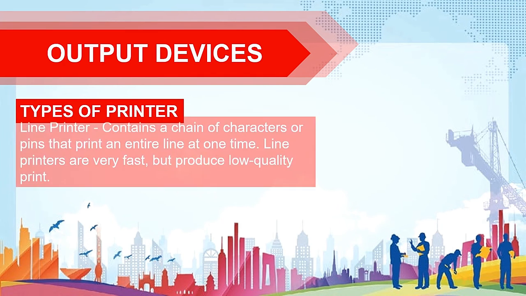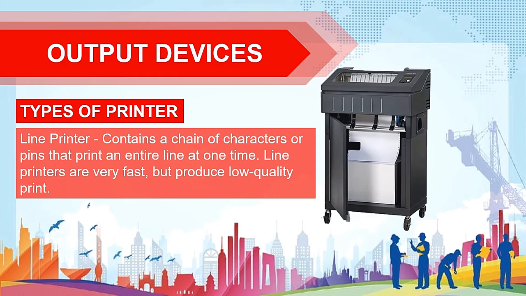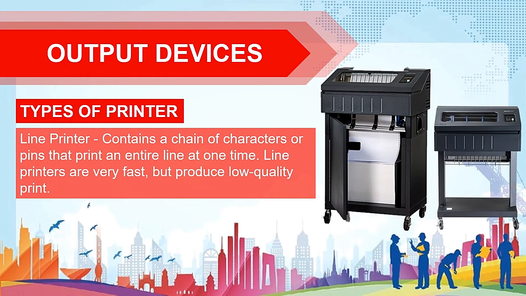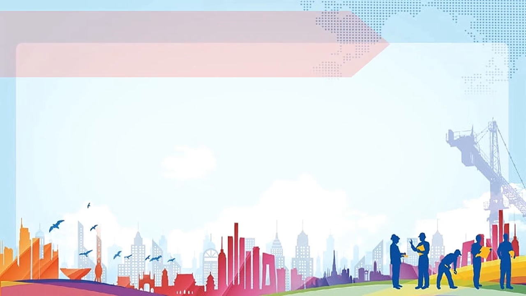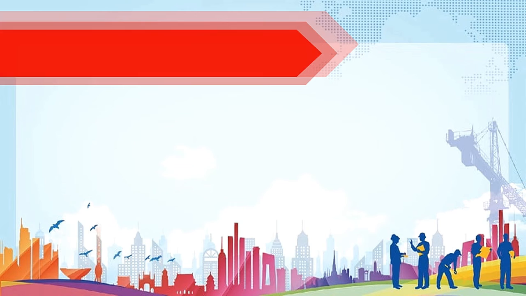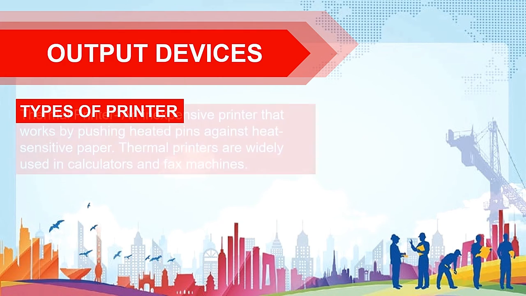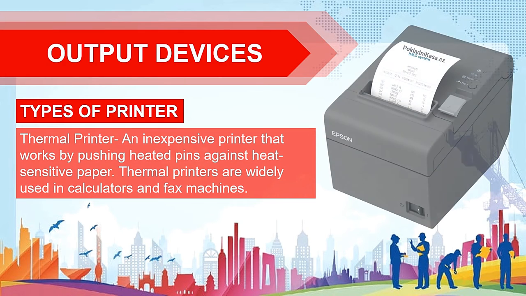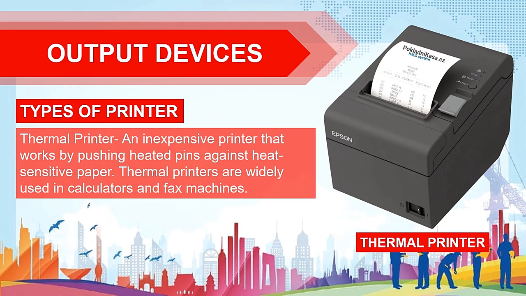Line printer. It contains a chain of characters or pins that print an entire line at one time. Line printers are very fast but produce low quality print. Lastly is the thermal printer, an inexpensive printer that works by pushing heated pins against heat-sensitive paper. Thermal printers are widely used in calculators and fax machines.